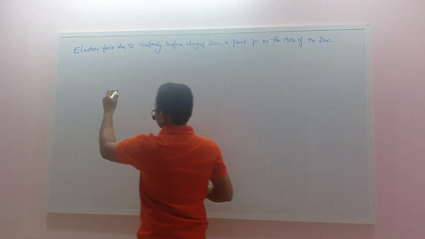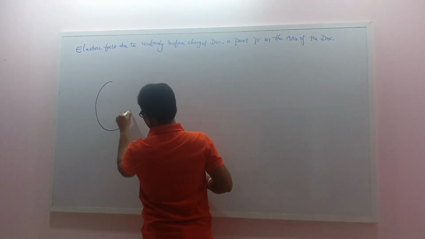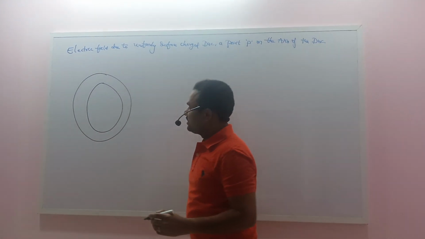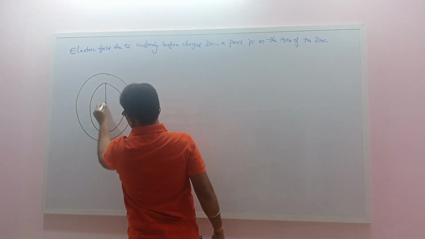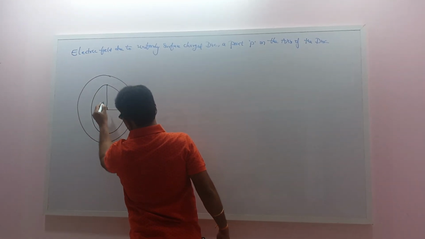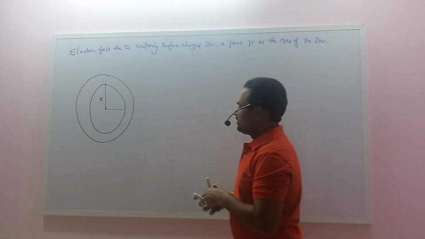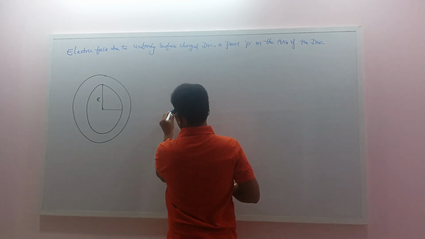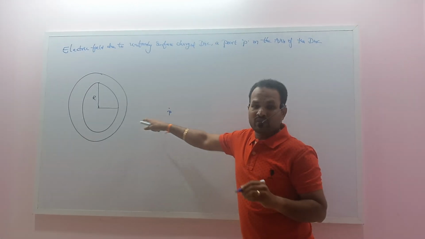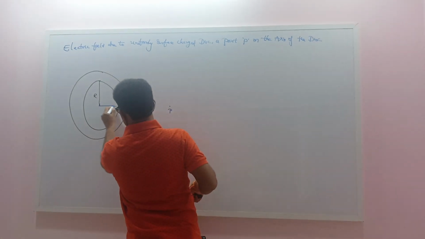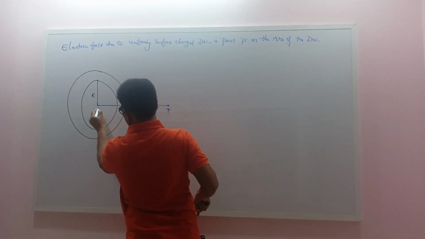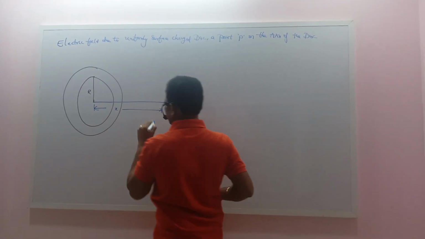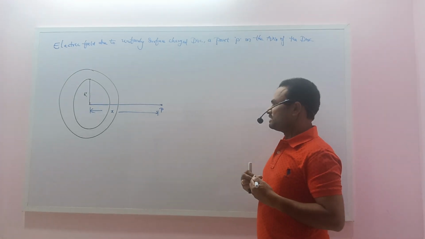So let us assume a disk of radius capital R. Let P be the point at which we need to calculate the electric field, at a distance x from the center of the disk.